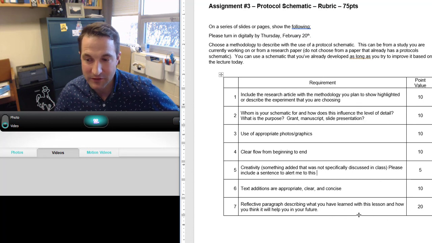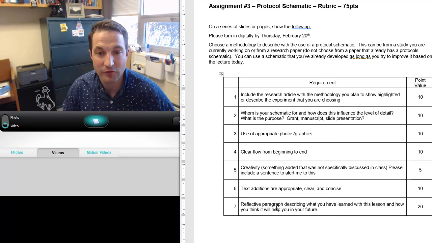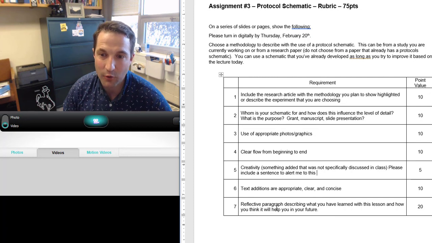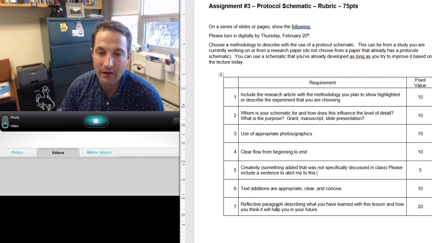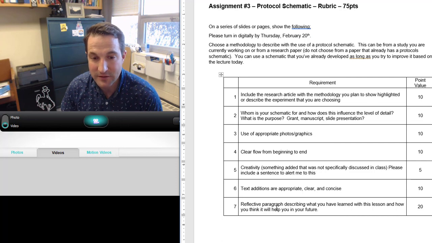And last, this is the most important part for me overall. That's why we have 20 points devoted to it right here: a reflective paragraph. What have you learned from this lesson overall? How are you going to apply this in your future? I want to see how what we've gone over today has really helped you either evaluate for the first time or reevaluate what you knew about protocol schematics. And I'm just hoping that I've stressed the importance of these.